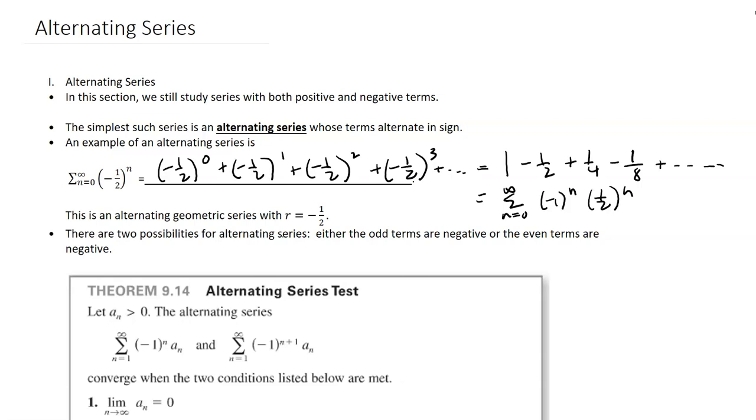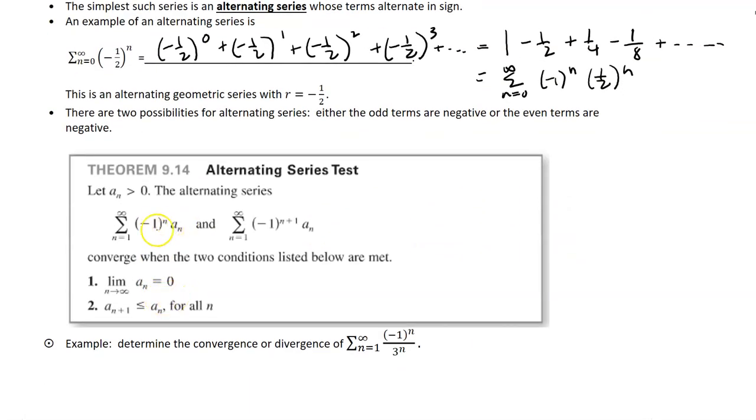But there's another test that you can use with alternating series that would work as well. There are two possibilities for alternating series: either the odd terms are negative or the even terms are negative, and that's all based on the powers within the series. If you have a sub n, which is positive, and then this behavior with negative 1 to the n or negative 1 to the n plus 1, for the first the odd powers will be negative, and for the second the even powers will be negative because of that plus 1 feature.